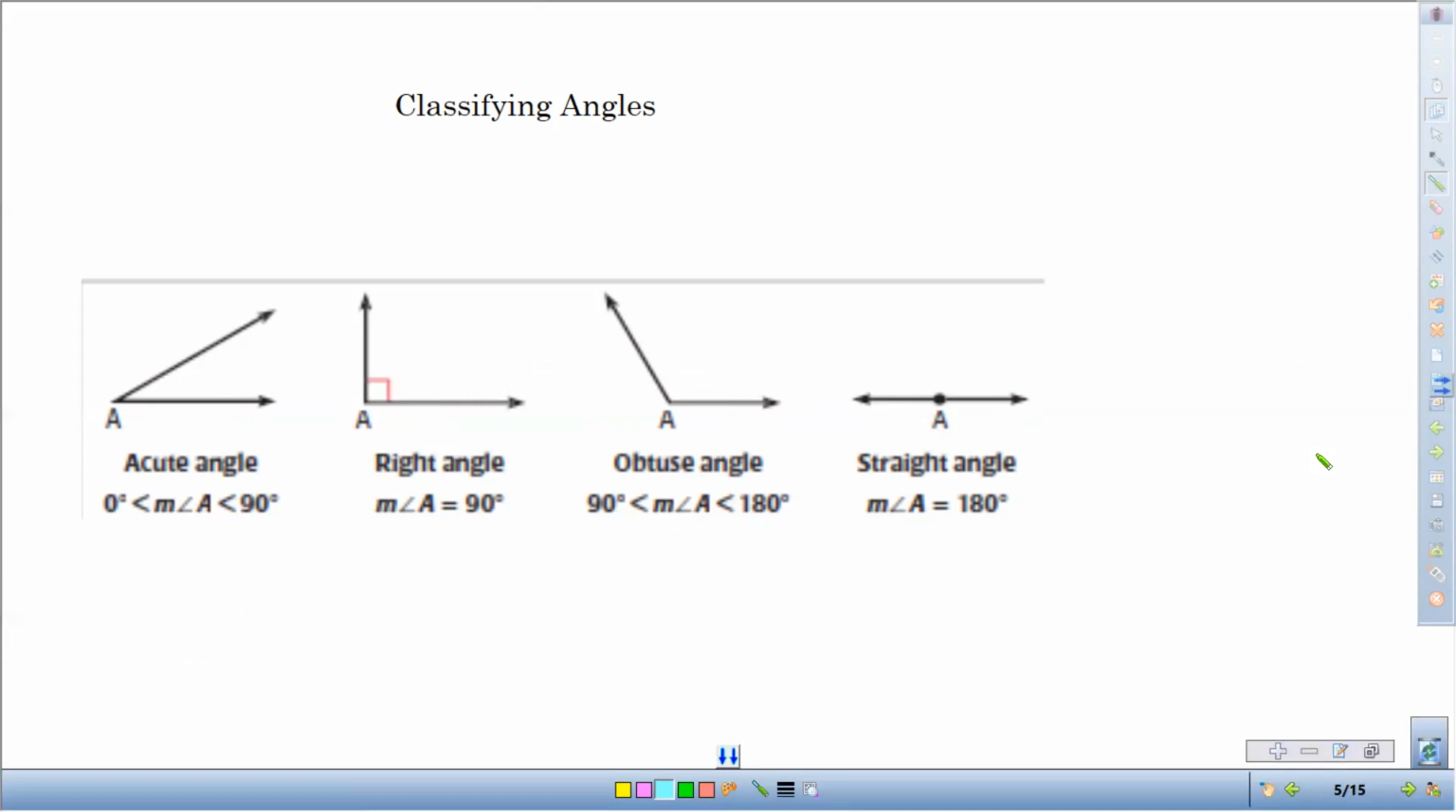Your assignment today is just going to be a worksheet where you're naming angles and classifying them based on what they look like in the angle measure, and then you're going to sketch some of the angles. Take a picture of your finished work, and then attach it to the assignment when turning it in.